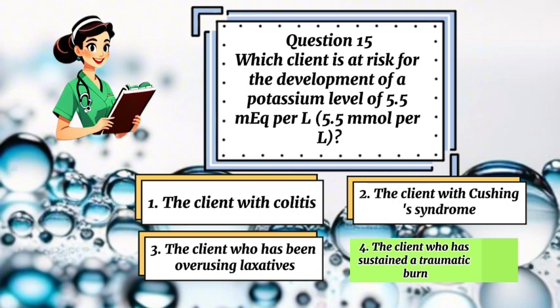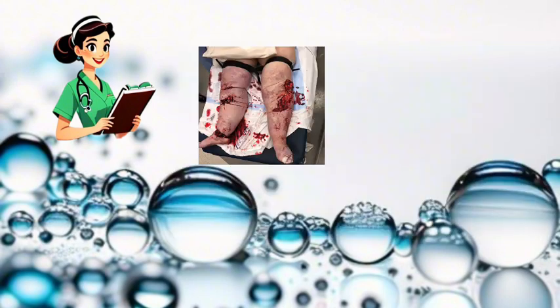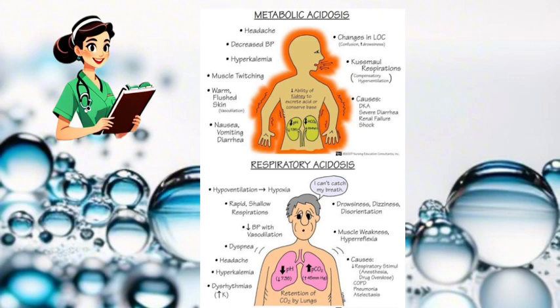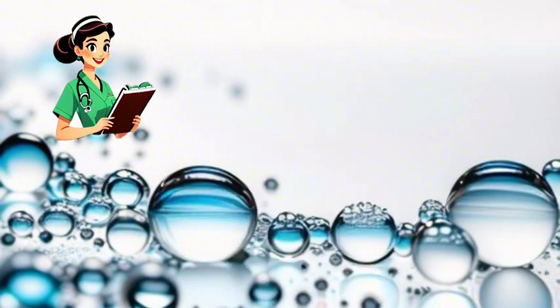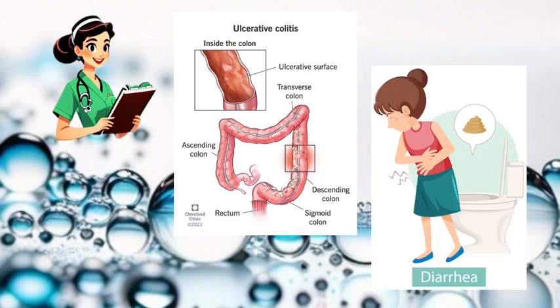The client who has sustained a traumatic burn. Clients who experience cellular shifting of potassium in the early stages of massive cell destruction, such as with trauma, burns, sepsis, or metabolic or respiratory acidosis, are at risk for hyperkalemia. The client with Cushing's syndrome or colitis and the client who has been overusing laxatives are at risk for hypokalemia.